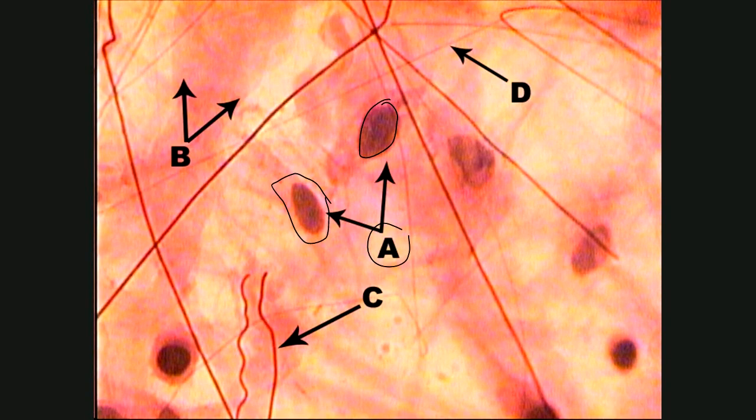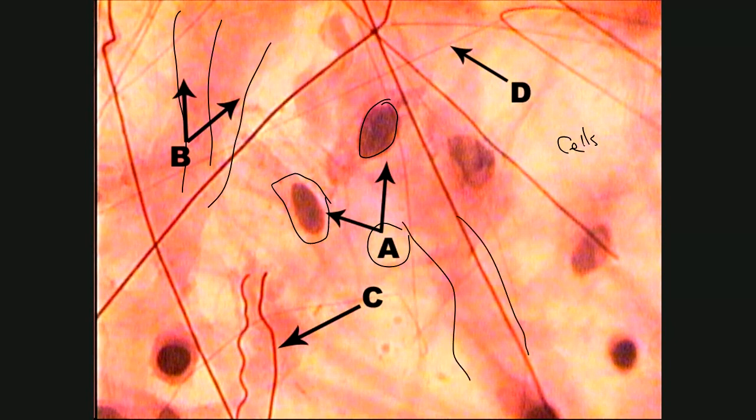That's right, these are the cells. And then B is these big pink things right here, pink things that you see. Now they look kind of blurred out, but they're big and thick. So what do you think B is pointing at? B is pointing at collagen, that's right.